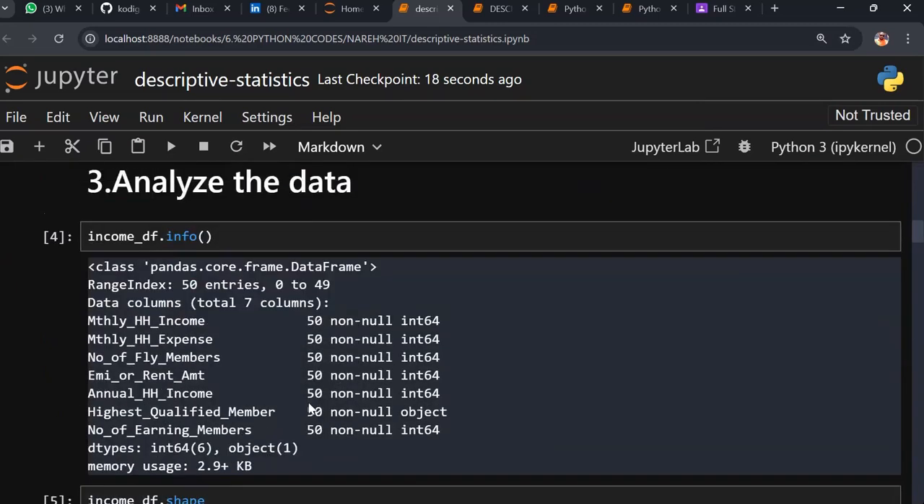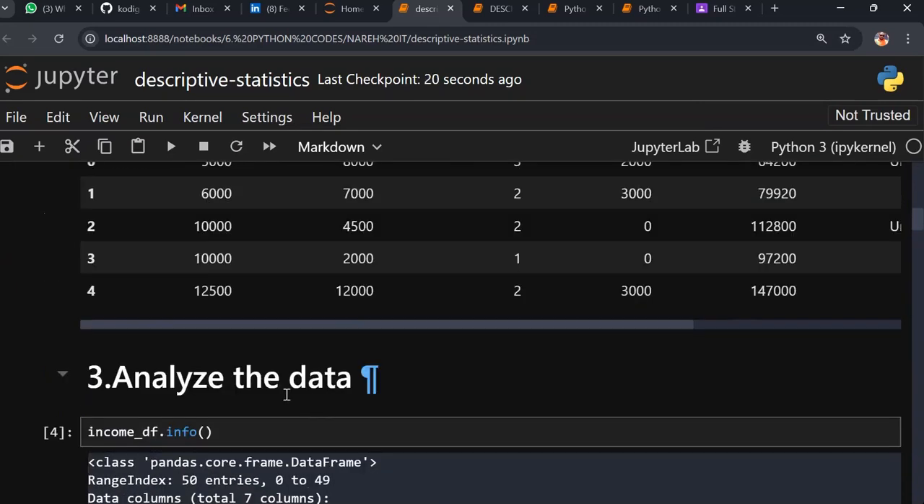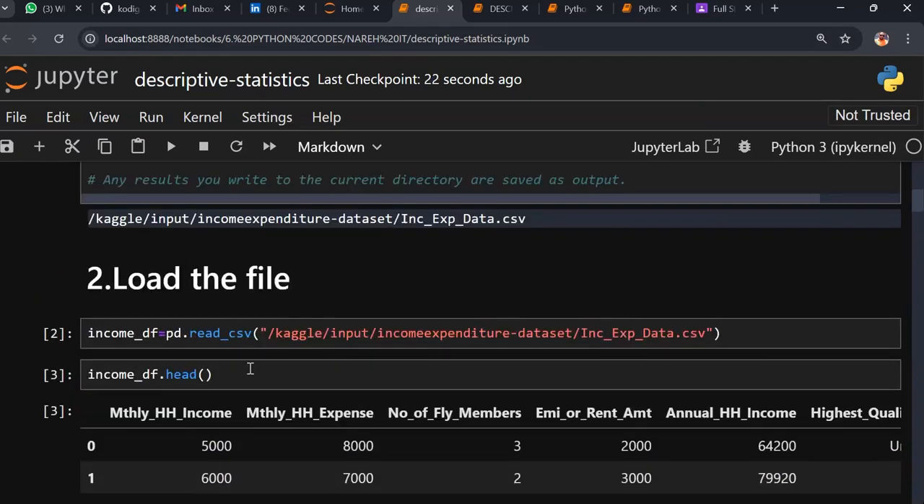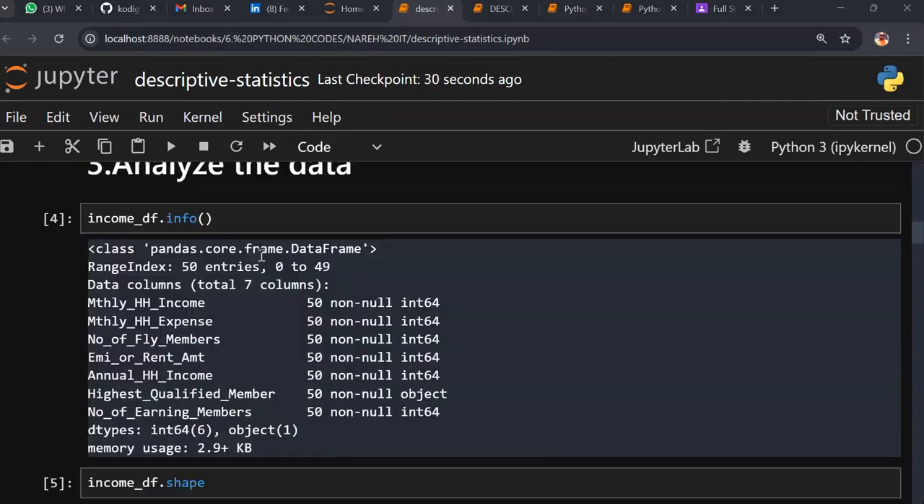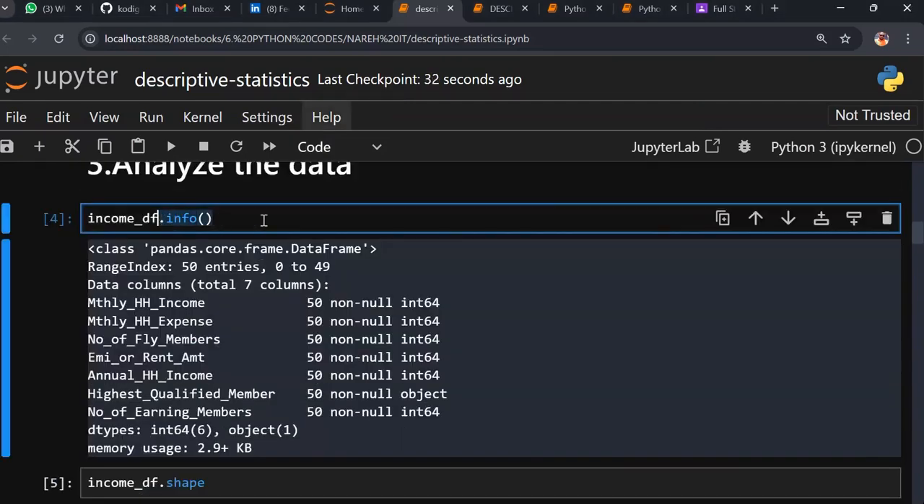Okay. Yes, guys. So the first one, you know how to read the CSV file or not? Okay, that's good. And analyze the data. Information: we don't have any.